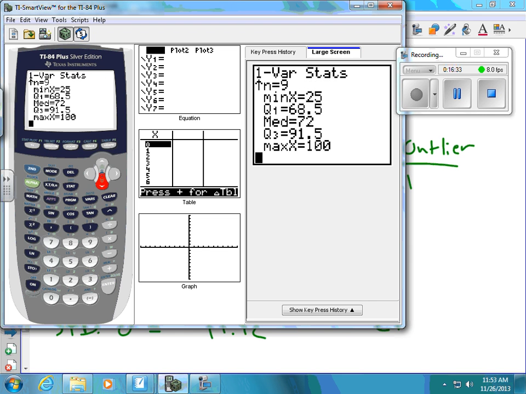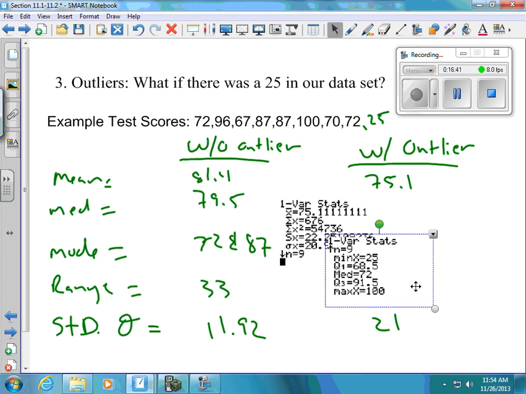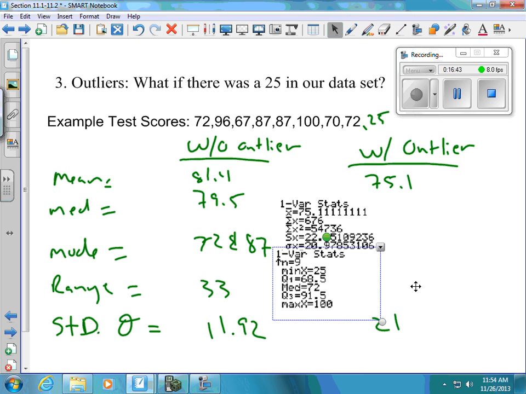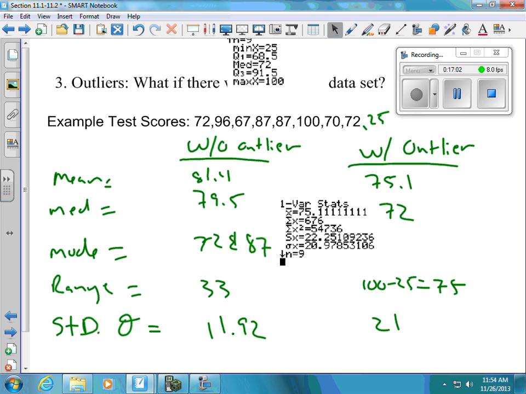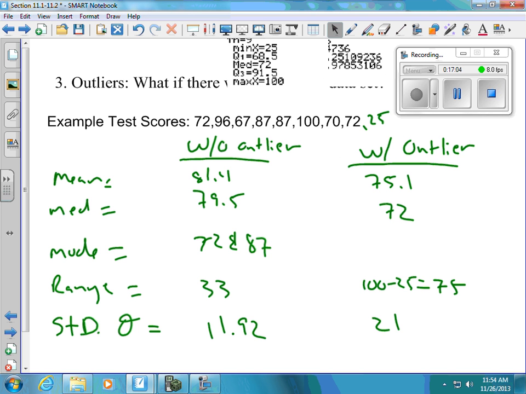We can do our range and our median. Our median is 72. And our range is now, well, min is 25, so 100 minus 25, which is 75. The only thing left is our mode.